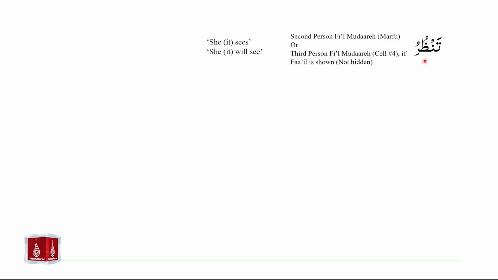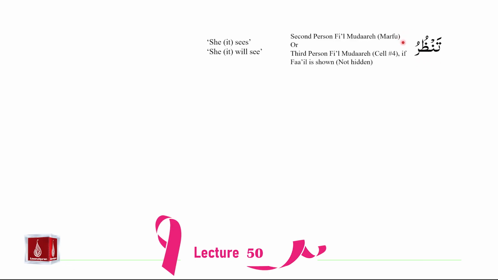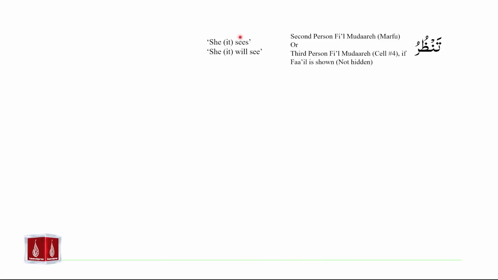Next we have tanzuru. Tanzuru can either be second person fi'il mudari. Tanzuru is fi'il mudari marfu. And as second person, we cannot use laam amr with tanzuru. But tanzuru can also be third person fi'il mudari, referring to cell number 4, if the fa'il is shown. That is, if the fa'il is not hidden. In that case, tanzuru can be translated as she sees or it sees, or she will see or it will see.